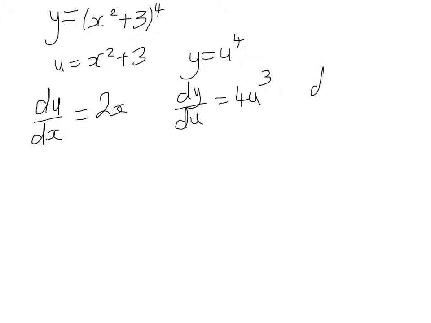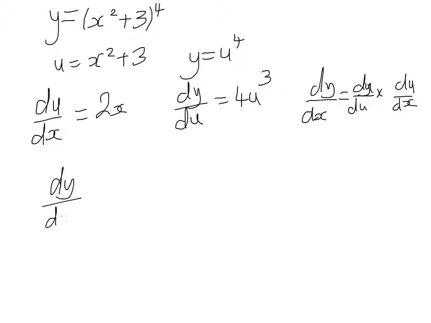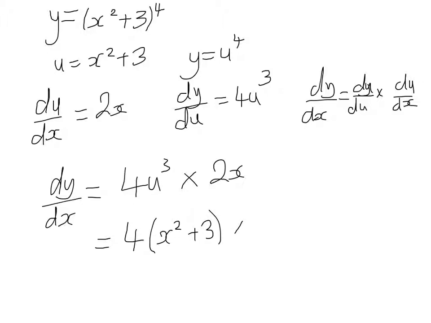Now, if I remember, dy by dx by the chain rule is dy by du multiplied by du by dx. Okay, so dy by dx equals dy by du, which is 4u cubed, multiplied by du by dx, which is 2x. Now if you remember, u is x squared plus 3, so I've got 4 lots of (x squared plus 3), but you mustn't forget that you're cubing it, times by this 2x, which is 8x times (x squared plus 3) cubed.